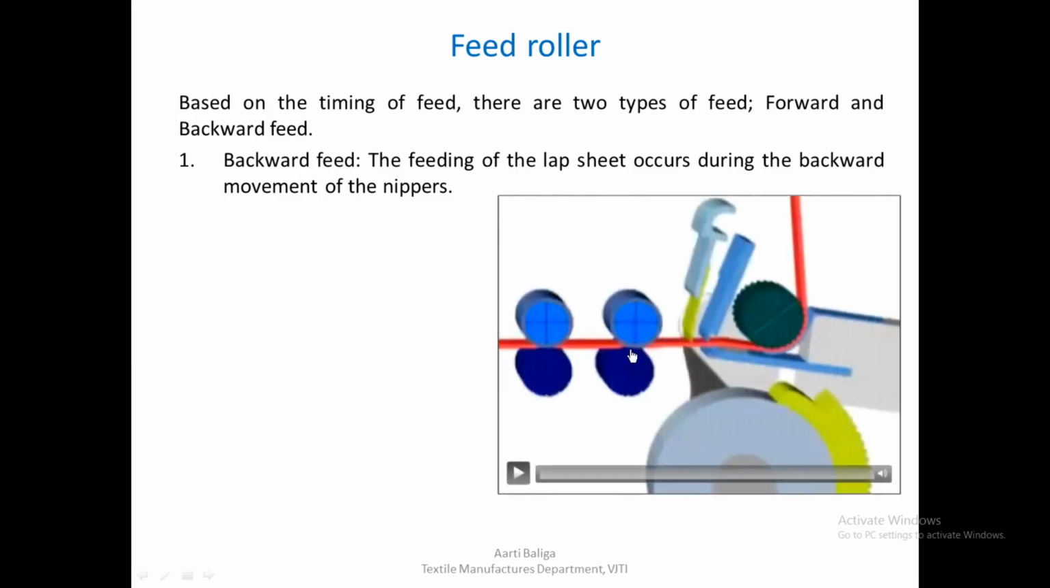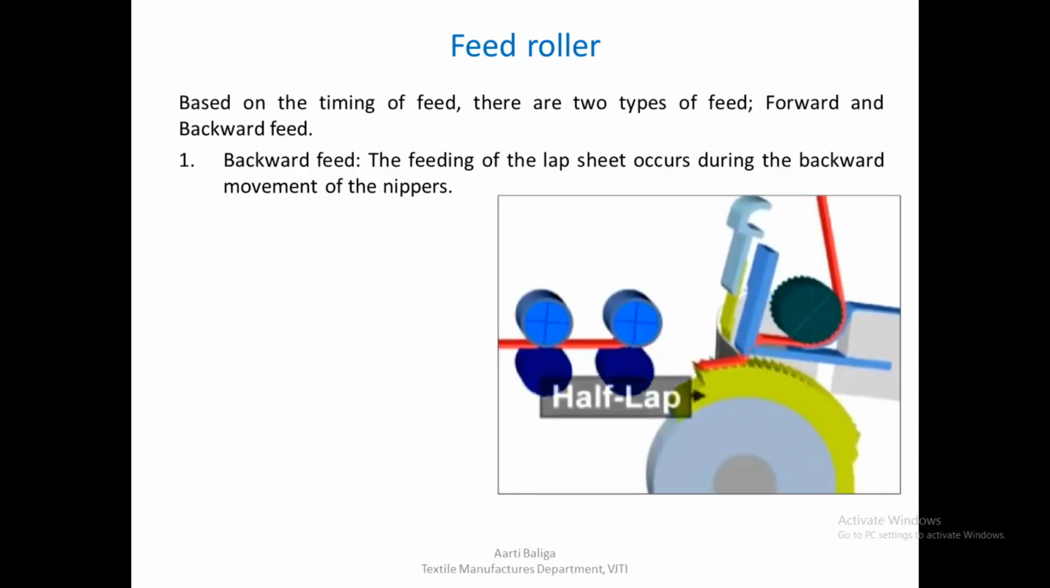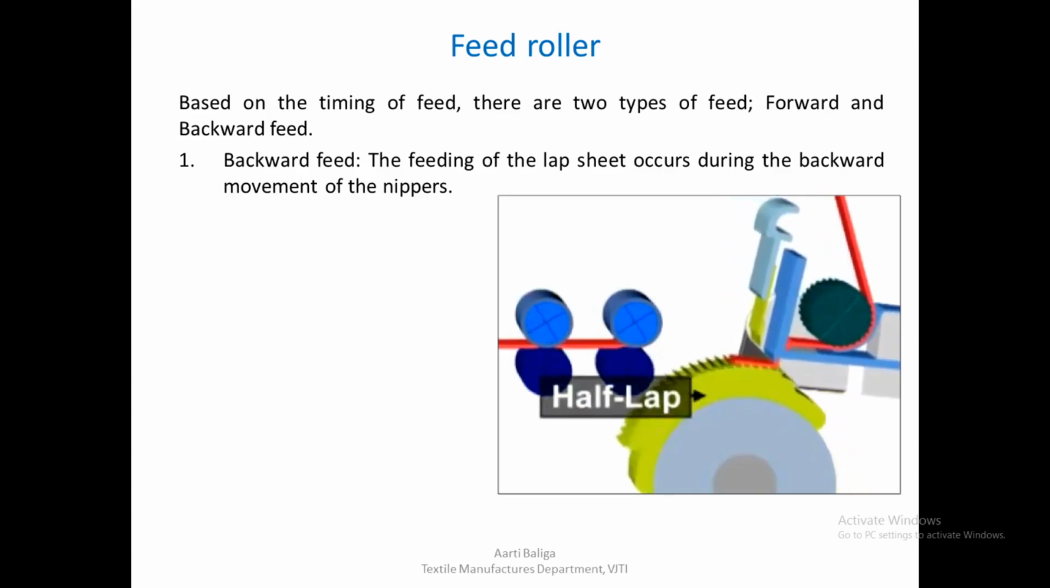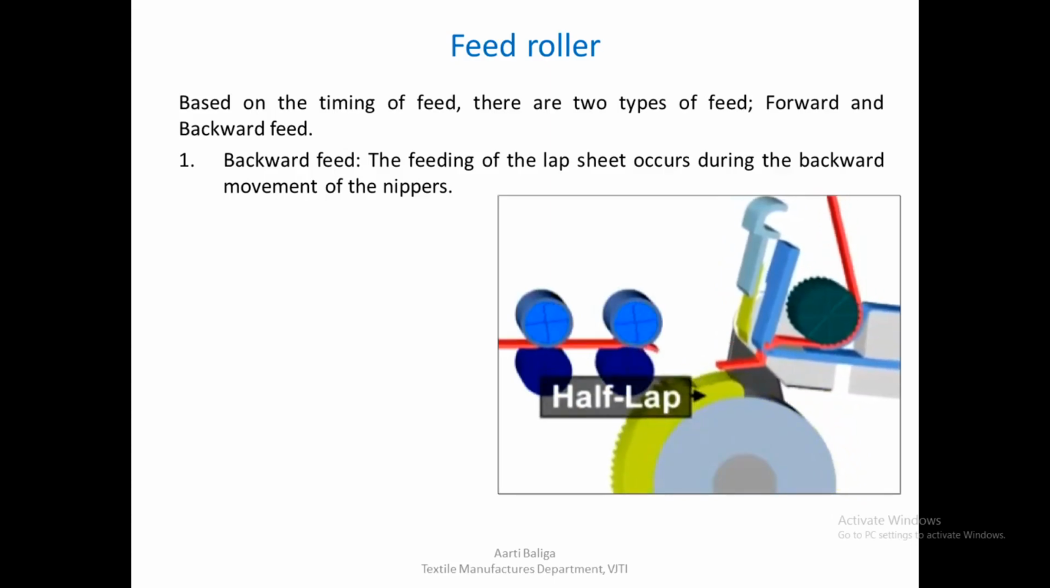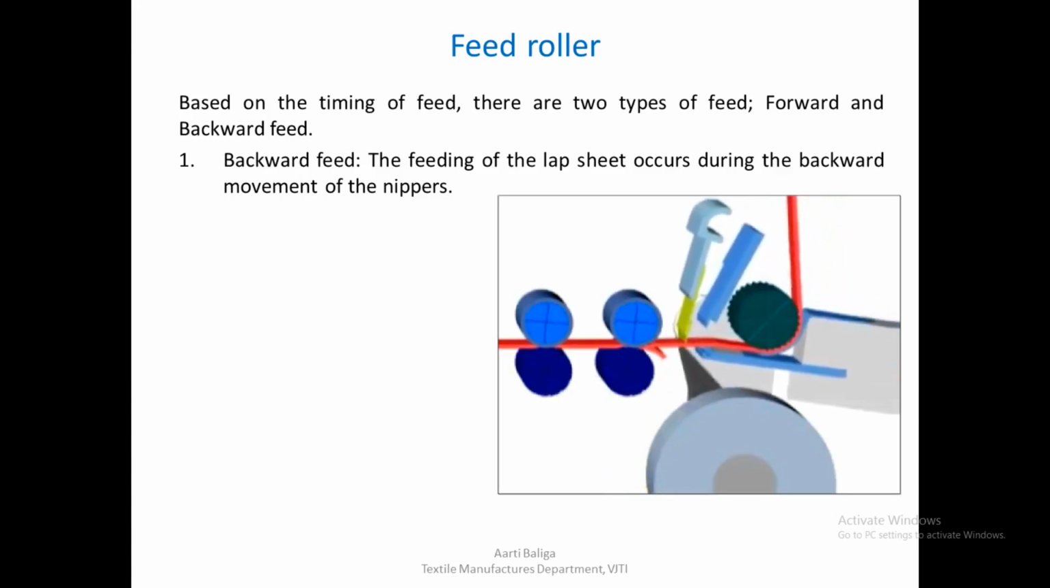Let us just again go through the video and see what kind of feed is shown in this particular animation. Carefully look at the feed roller movement, and when it is happening, whether it is happening when the nippers are moving forward or whether it is happening when the nippers are moving backward. The measured lap that has been fed out is held fast. The fibers that are not held fast are removed by the half lap and collected as waste. These short fibers may be recycled and used elsewhere in a less critical yarn.